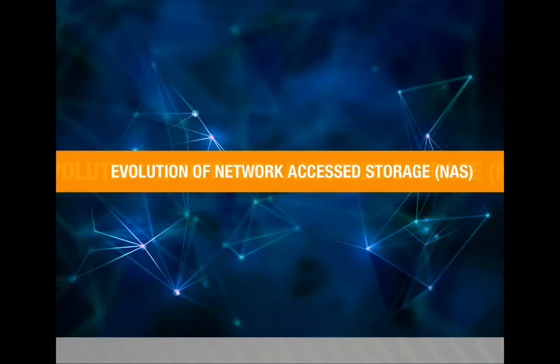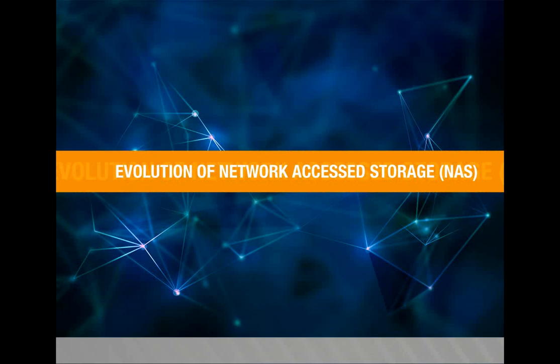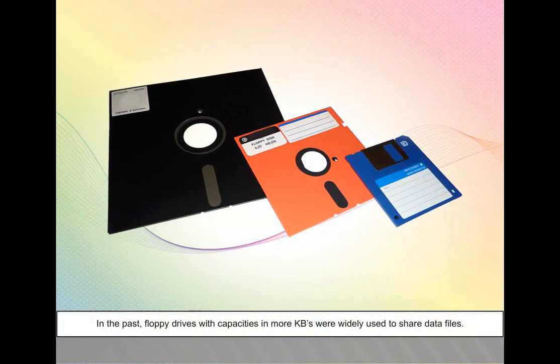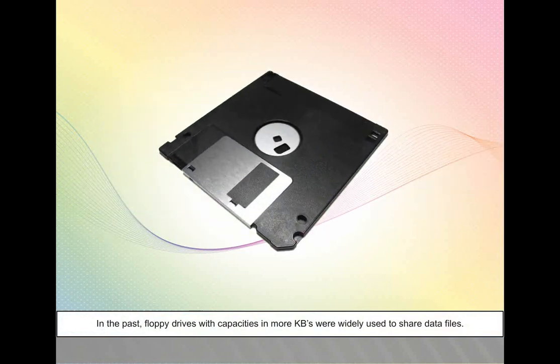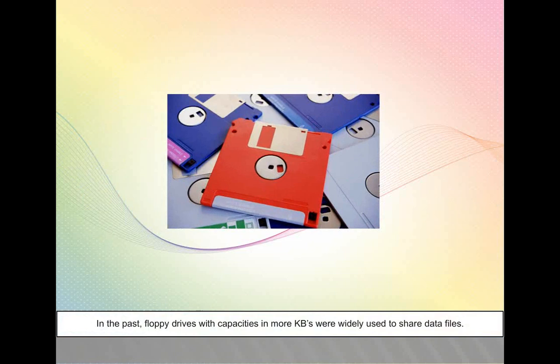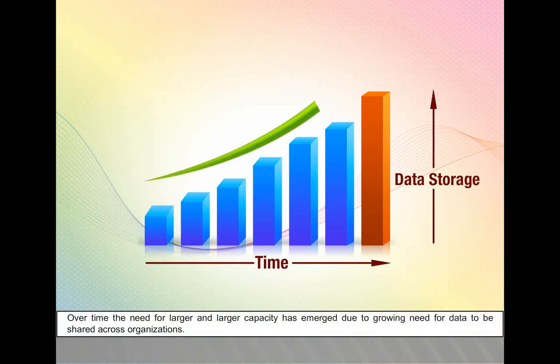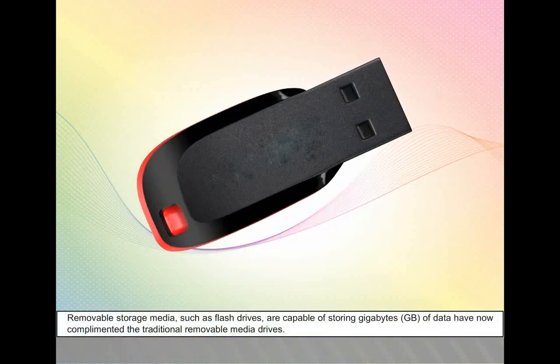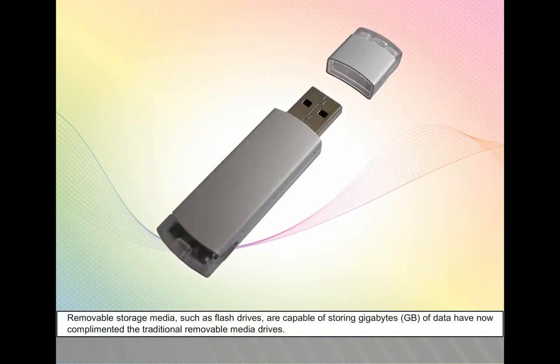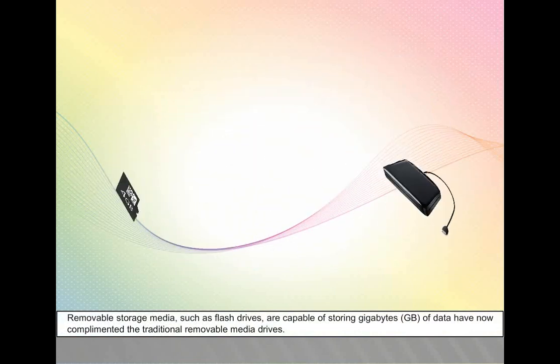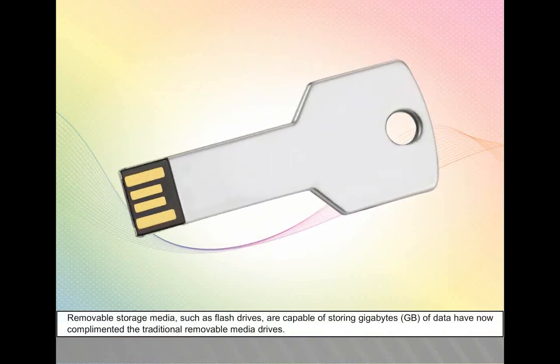Evolution of Network Accessed Storage (NAS). In this video, we are going to see the evolution of Network Accessed Storage (NAS). In the past, floppy drives with capacities in the range of KBs were widely used to share data files. Over time, the need for larger and larger capacity has emerged due to the growing need for data to be shared across organizations. Removable storage media, such as flash drives, are capable of storing gigabytes (GB) of data, and have now complemented the traditional removable media drives.